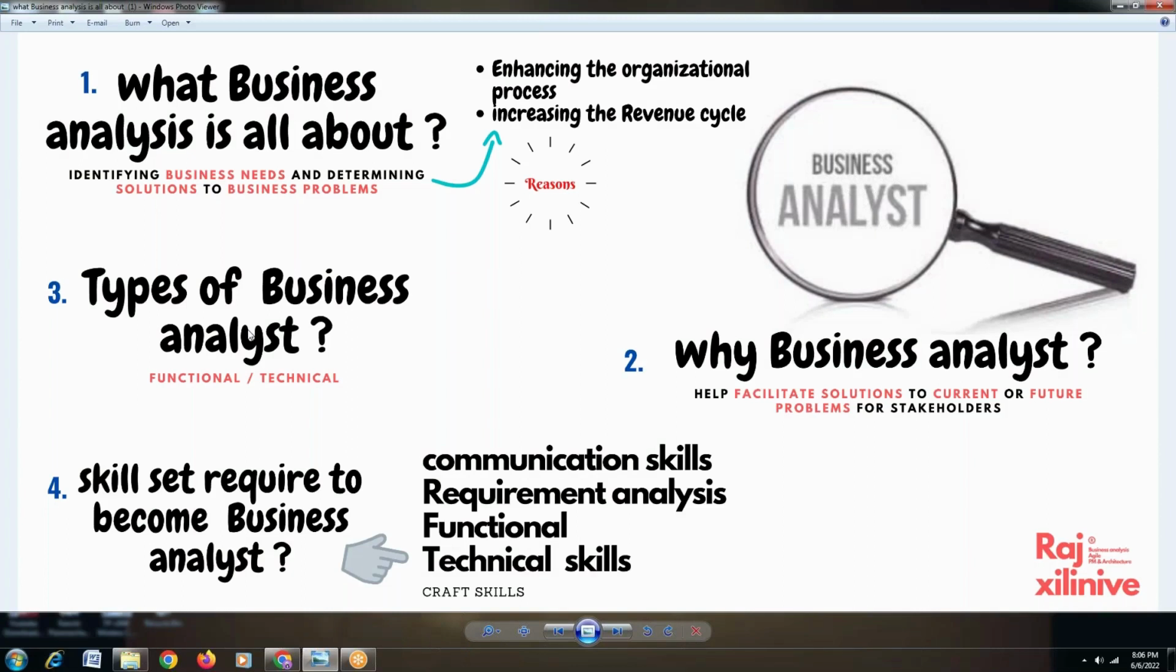What are the different types of business analysts we have, followed by the skill set. Then we'll get into the roles and responsibilities of a BA, all that stuff.